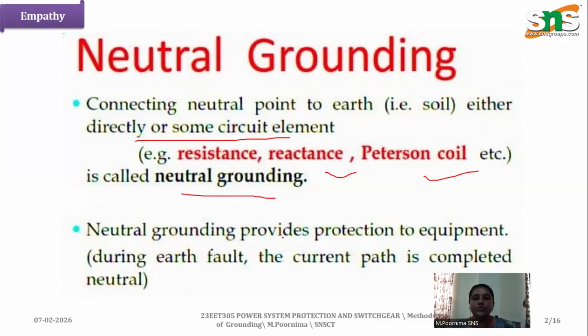Neutral grounding provides protection to the equipment. Our main aim is to protect the equipment. During an earth fault, the current path is completely through the neutral. So for that, neutral grounding is very important.